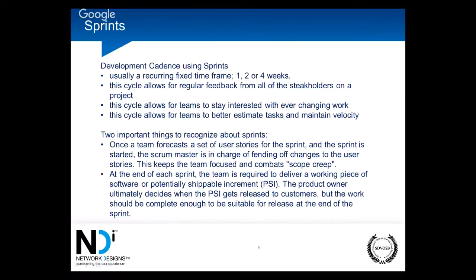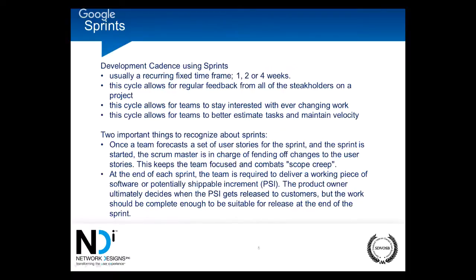The sprint is essentially a cycle that allows regular feedback, okay? The reason that we do a 2-week sprint, or even a 1-week sprint in some cases, is that nothing changes during the sprint. Once a team has forecasted the user stories for the sprint and the sprint has started, the Scrum Master, who is the manager of that team for the purposes of the sprint, we'll call him the sprint manager, requires that nothing changes with that sprint until it's complete. You cannot scope creep during a sprint, okay?